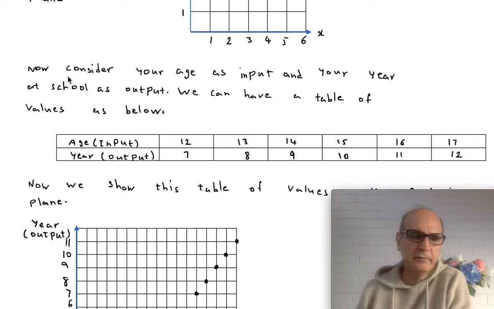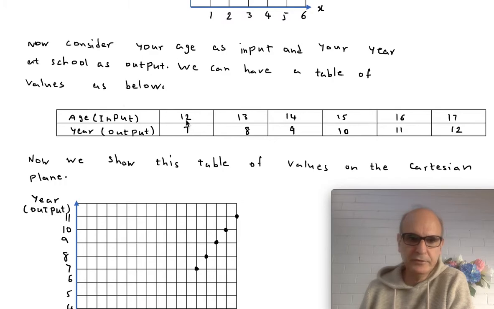To make a table of values, consider your age as input and your year at school as output. So that means when you are, for example, 12 years old, you're going to be in year 7. When you are 13, you're going to be in year 8. When you are 14, year 9. When you are 15, year 10, and so on. So your age is the input, and the year in which you are is the output.